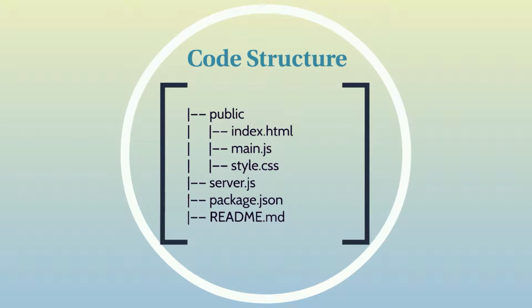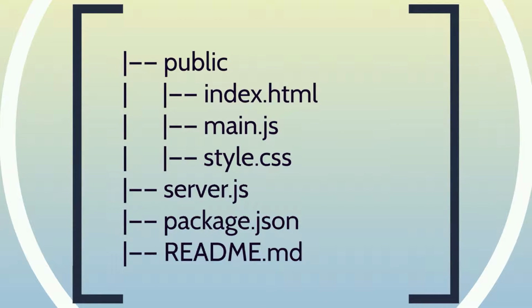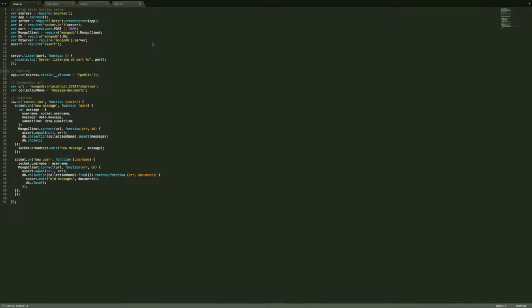Next is to introduce my code structure. This is my project structure, and there are four main files: server.js, index.html, main.js, and style.css. In server.js, first is to set up the basic Express server and listen on the server. Then do the client-side routing. Finally, use Socket.IO to handle the events from both the server side and the client side.